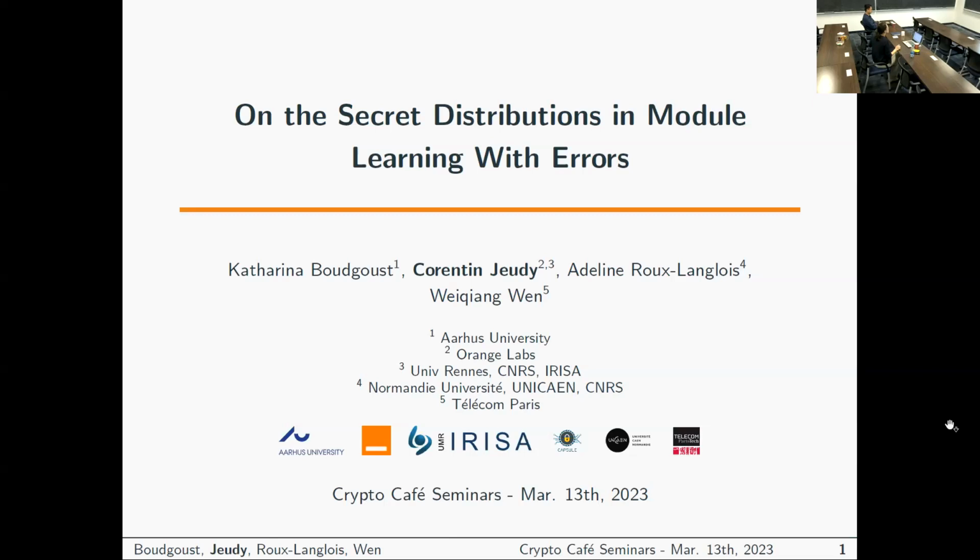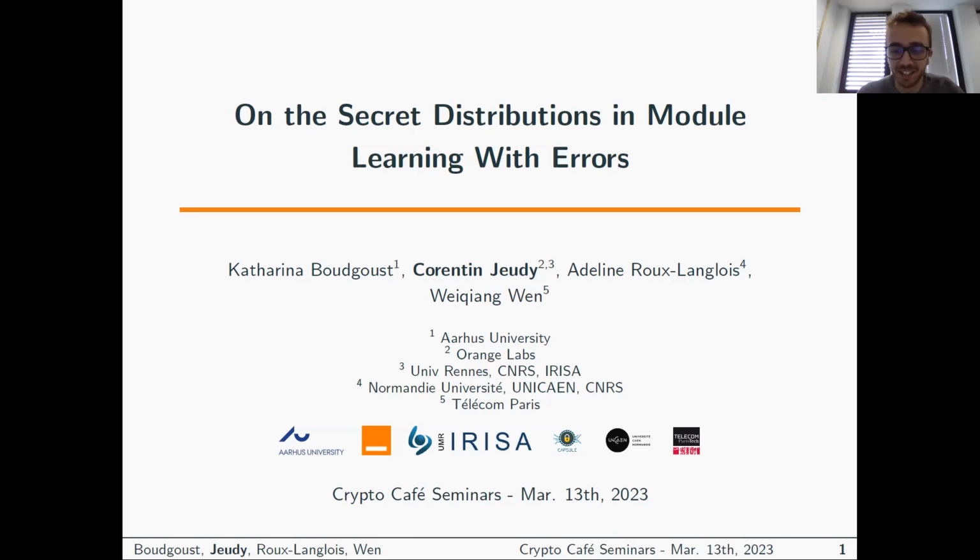Okay. So it's our pleasure. Actually, Corentin, you're the first one to go fully online. Normally we had speakers here, but it's a pleasure to have you go really international. So Corentin will talk to us about the secret distribution in module learning with errors. So thank you very much. The floor is yours.